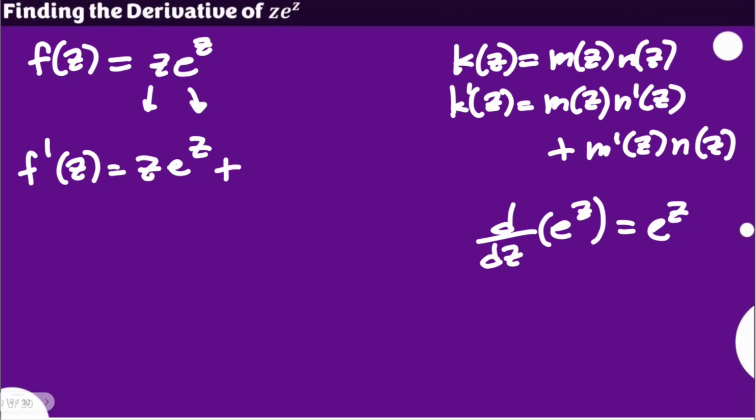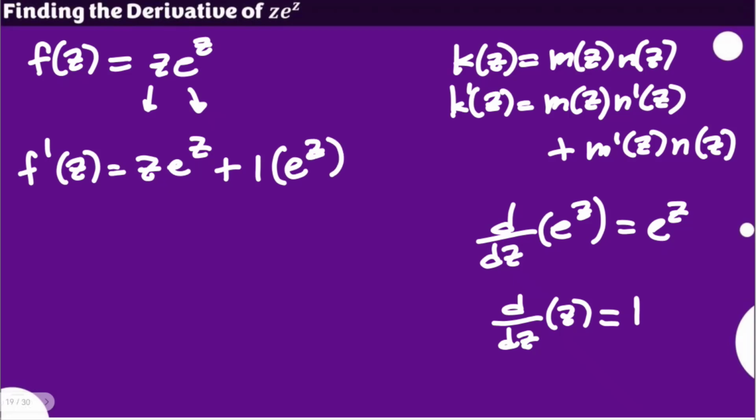And then plus, what is the derivative of the first function z? The derivative of the first function z is obviously equal to 1. So you have here 1 times, copy the second function e to the power of z. So as simple as that, and later on simply simplify all the notations that can be found in the given, and you will get the answer here.